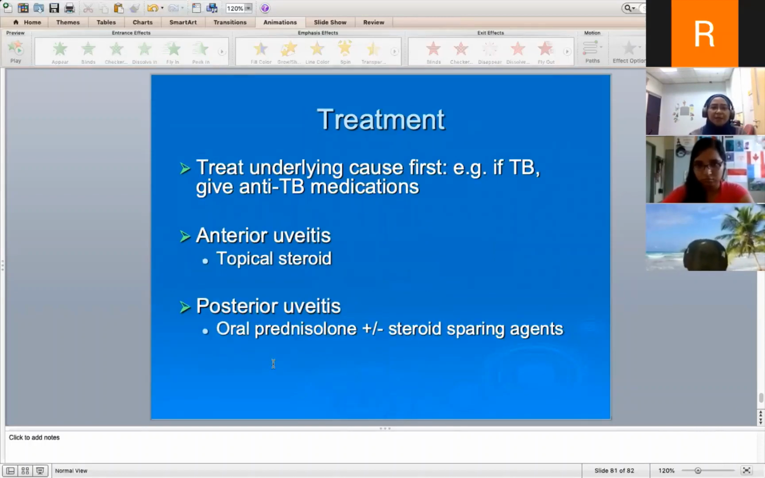If it's TB, you give anti-TB treatment. If it's just uveitis without any causative factor, then you might want to give them just steroid. There are some conditions whereby you do all the investigation, nothing comes back as positive. Yeah, so those kind of patients, you just give them topical steroid. Posterior uveitis, you give them steroid as well, except if the patient has tuberculosis or infective causes. Yeah. Okay, can you understand?